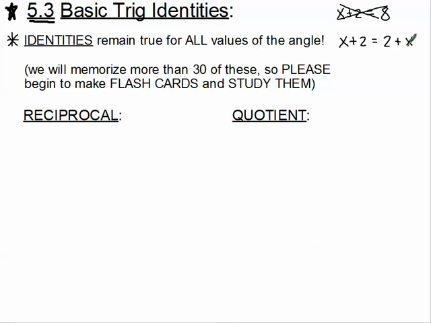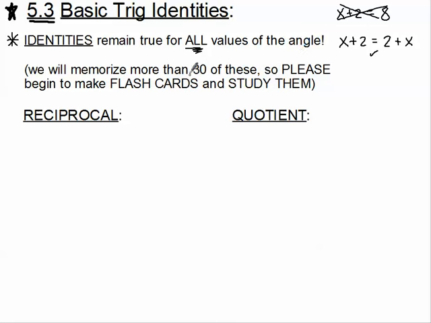An identity is something that's true for every value of the variable. This is actually an example of the commutative property, and whatever x is, x can be any number. x plus 2 and 2 plus x will always be the same thing. So that's an example of an identity. When we're talking about trigonometric identities, we're talking about statements that will always be true for all values of our angle, every value of theta.